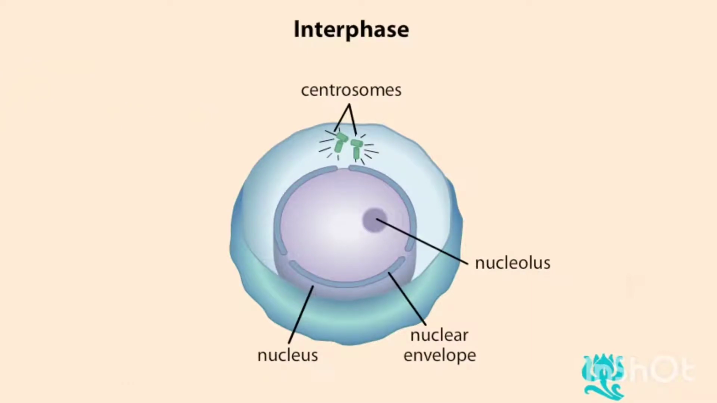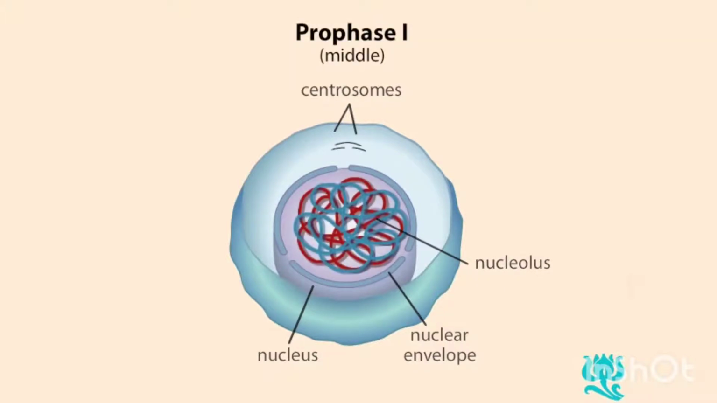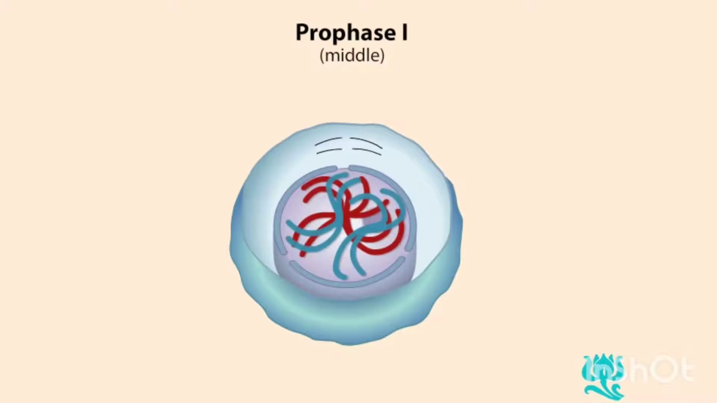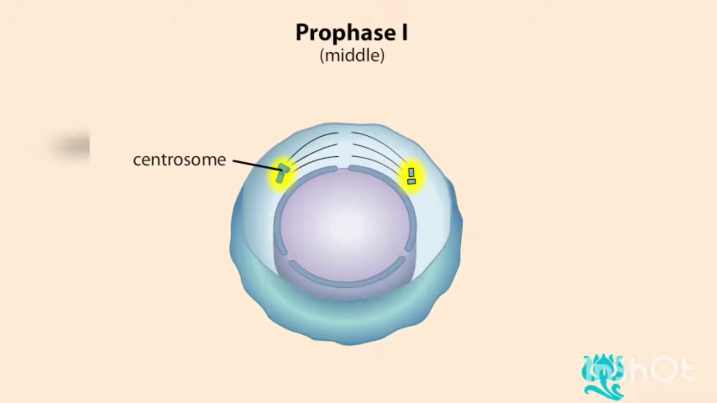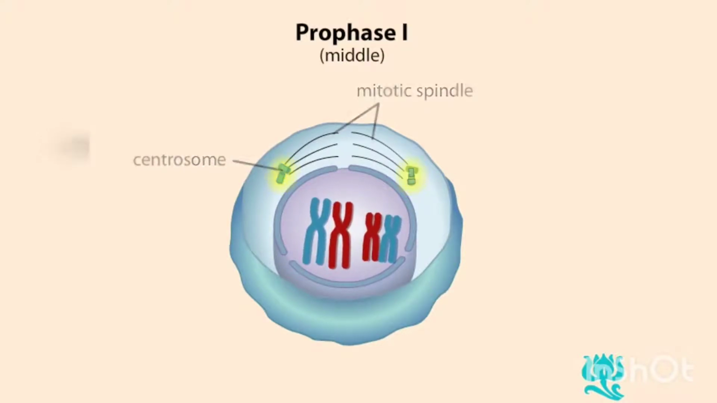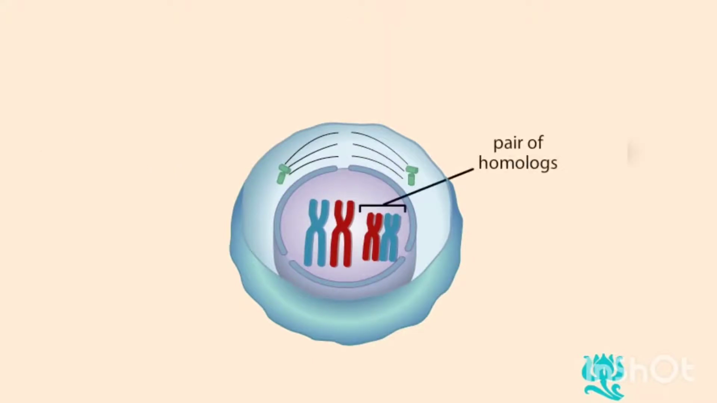As the diploid cell enters the first phase of meiosis I, called Prophase I, its chromatin condenses into discrete chromosomes. The cell has two centrosomes, which form the mitotic spindle as the centrosomes migrate to opposite poles of the cell. This diploid cell contains homologous chromosomes, which pair up later in Prophase I. One chromosome in each pair is maternally derived, indicated by blue, and one is paternally derived, indicated by red.